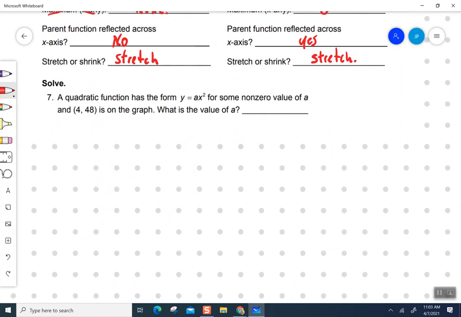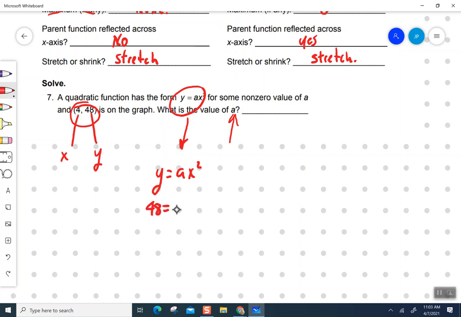For question 7, we're given an ordered pair, and it wants us to find the value of just A. Okay, for this one, we're going to need this guy. Let's bring him down here. So y equals ax squared. Just so happens that ordered pairs have x's and ordered pairs have y's. Plug everything in. So I have 48 equals A times 4 squared. According to PEMDAS, you have to do the squared first. So 4 squared would be 16. So now you have 48 equals 16a.